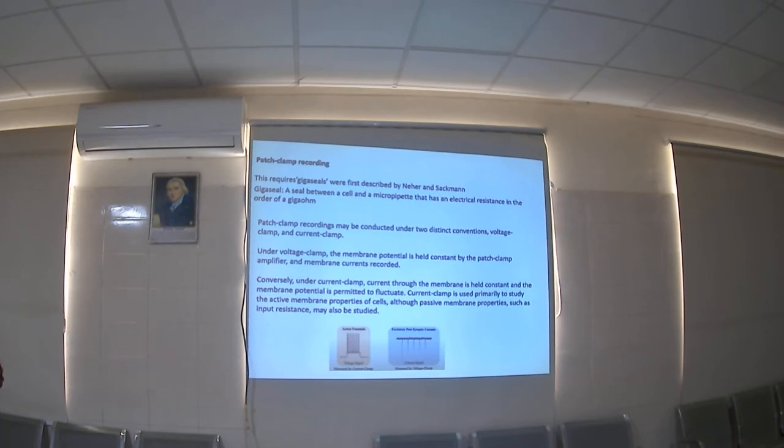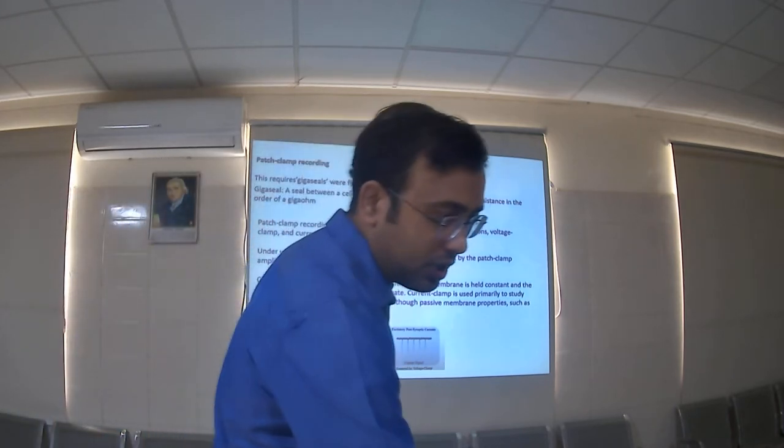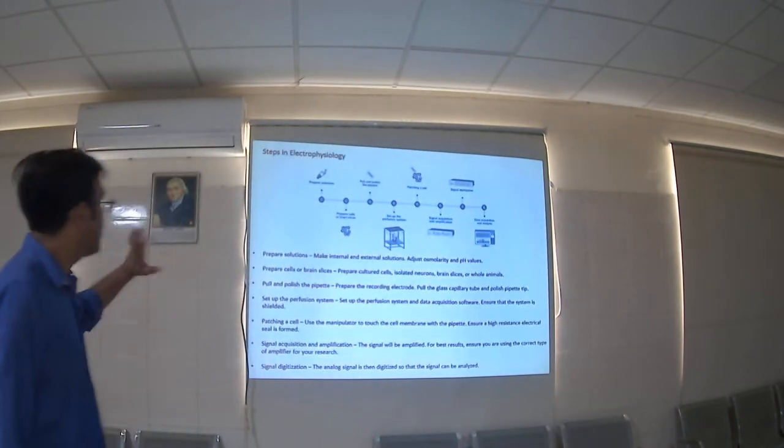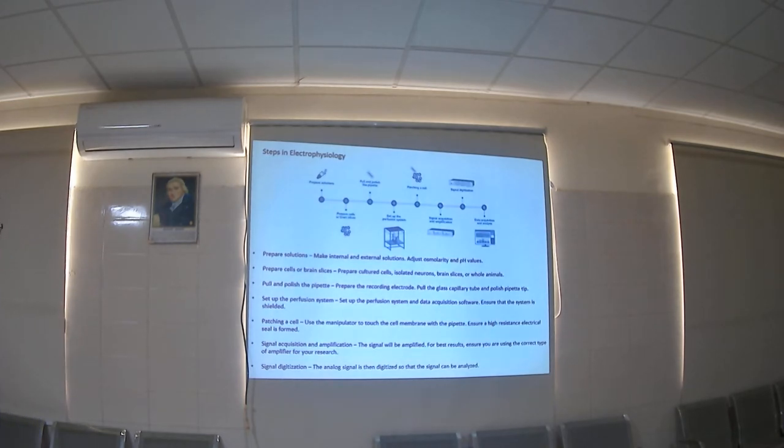The patch clamp recording may be conducted under two distinct conventions, voltage clamp and current clamp. Under voltage clamp, the membrane potential is held constant by the patch clamp amplifier and the membrane current is recorded. So you can measure it as either a current clamp or a voltage clamp. These are the variations of the patch clamp technique, whether you measure the current or the voltage. If you see the next slide, you will understand there are various steps here. First of all, we have to make solutions. That is the first step.